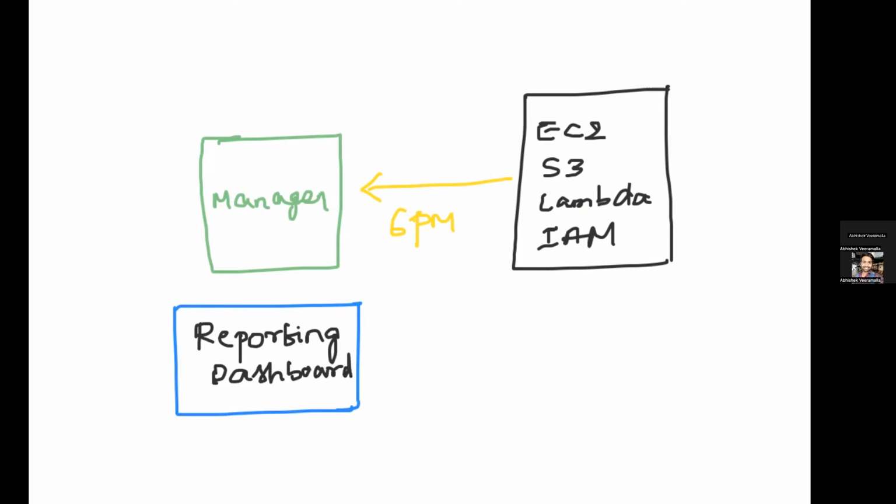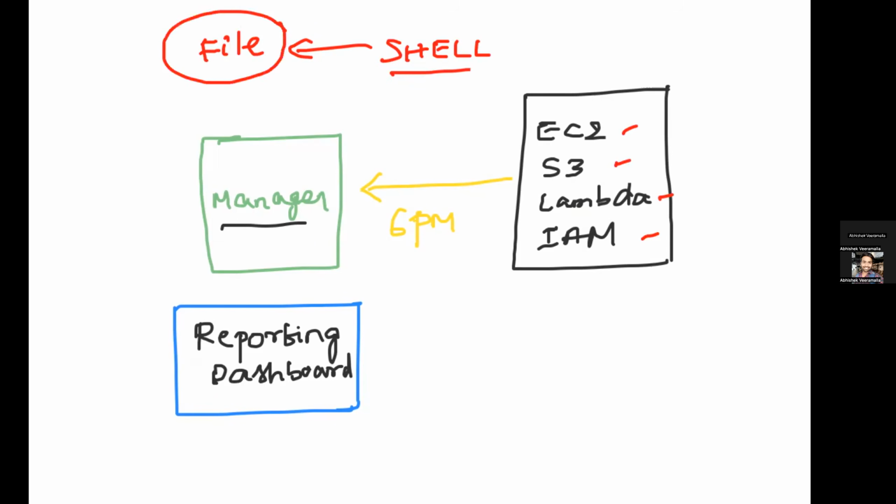Okay, so ideally you send this information to a reporting dashboard, but in our case, let's say that today you are giving this information to your manager. So how are you giving this information? Let's say that you are writing a shell script. Okay, and using this shell script, you create a file, and this file will have all of this resource usage. So how many EC2 instances are active, how many S3 buckets are there, how many Lambda functions are there, how many IAM users are there. You'll try to put all of this information in a file.